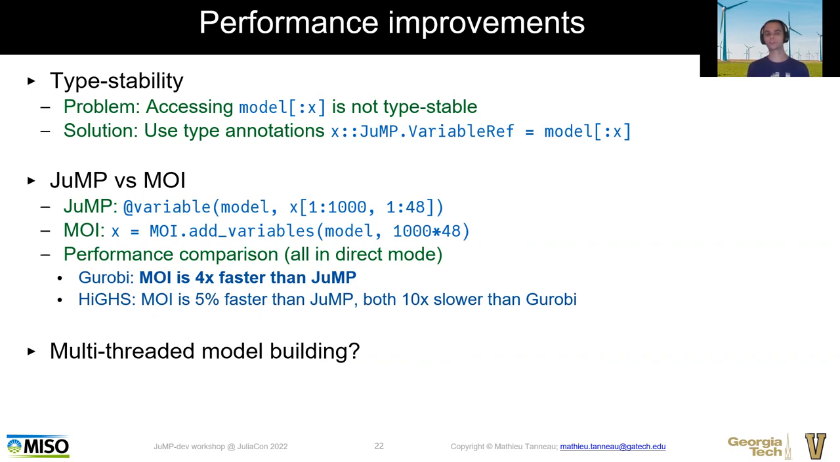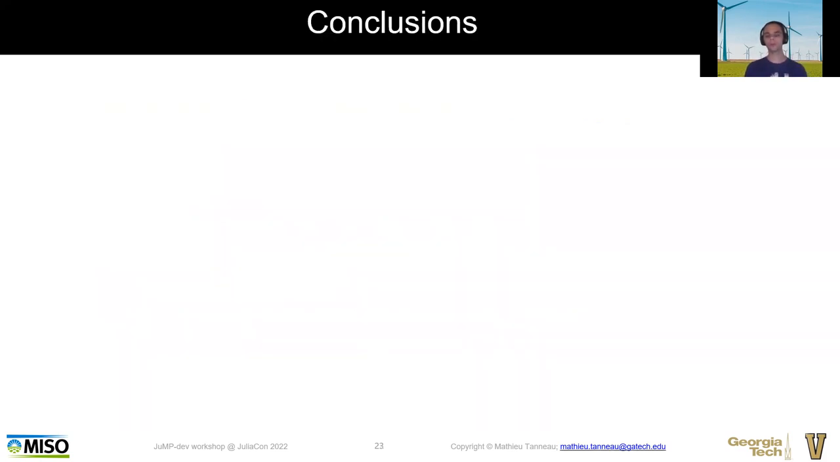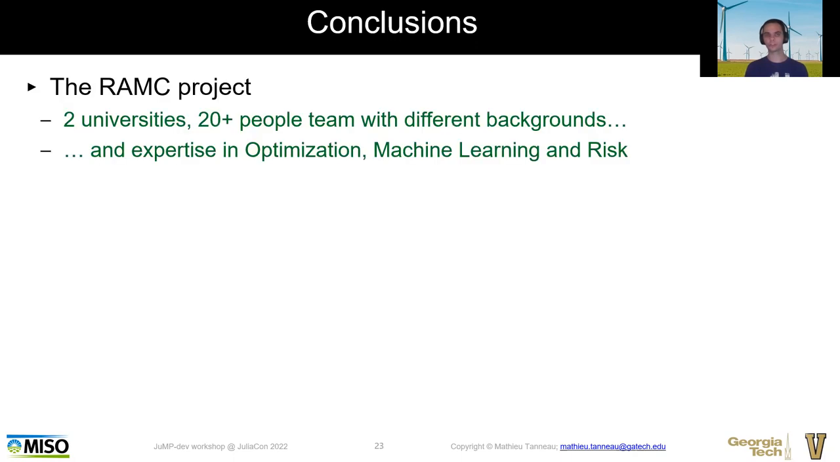Last question that we asked ourselves was whether multi-threaded model building would be useful, whether it would be tractable, and whether that's something that we could include in JuMP at some point. Probably not today, probably not tomorrow, but in a future release, this is something that we think might eventually be useful. So let me conclude this presentation.